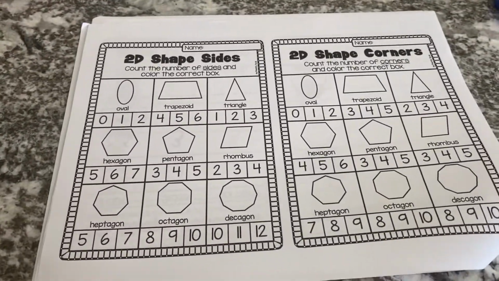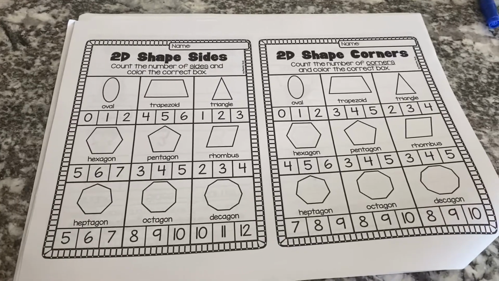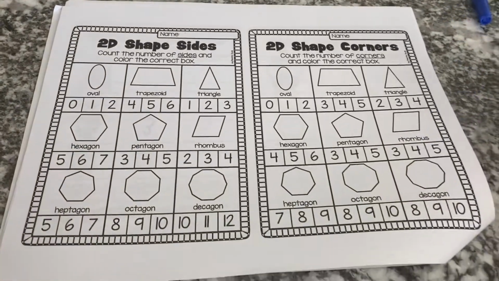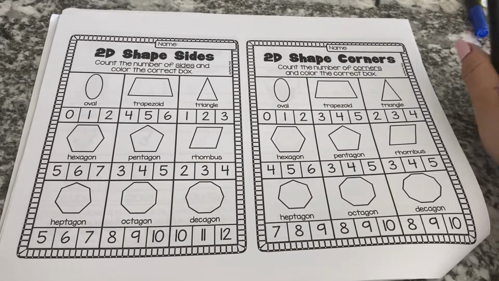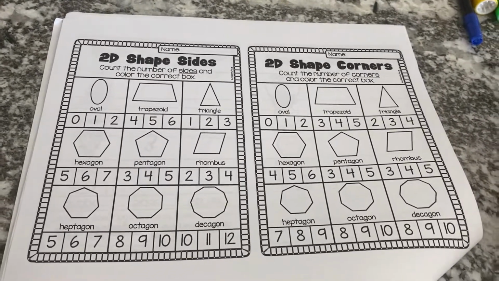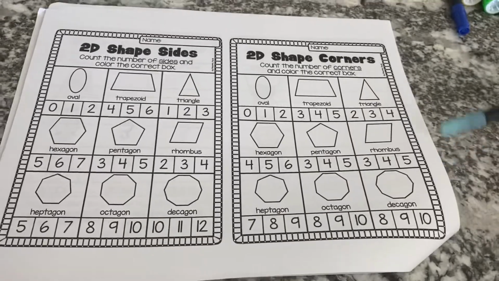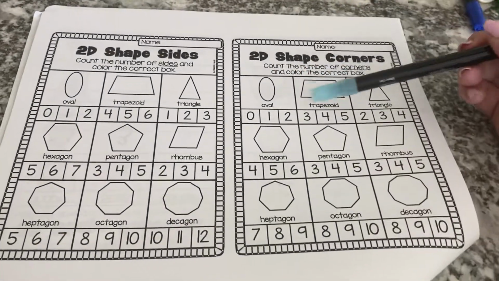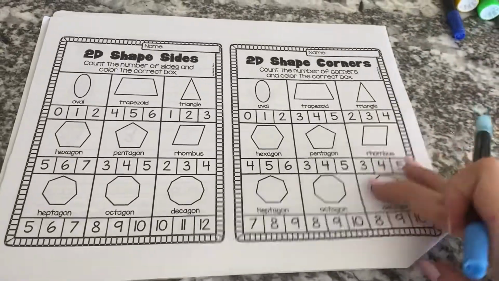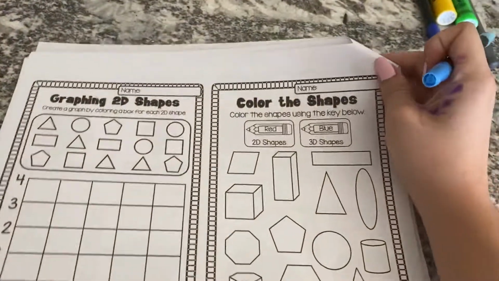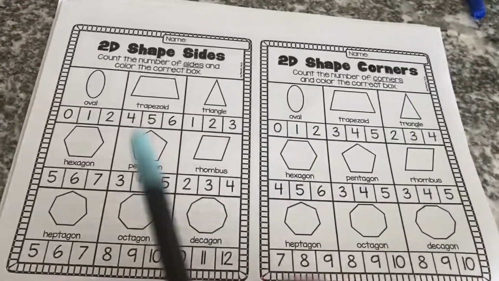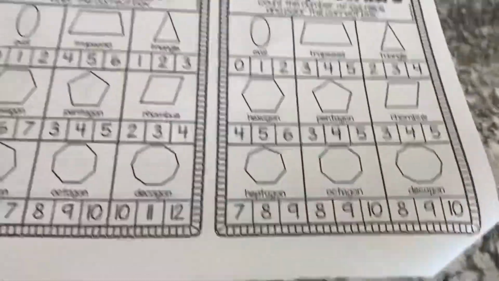Today is Wednesday, May 13th, and we are on our third day of continuing our 2D shape packet review, okay? So today we will be doing 2 pages as well, just like we have the last 2 days. We're gonna be doing 2D shape sides, 2D shape corners, graphing 2D shapes, and color the shapes, okay? So let's start with the 2D shape sides.